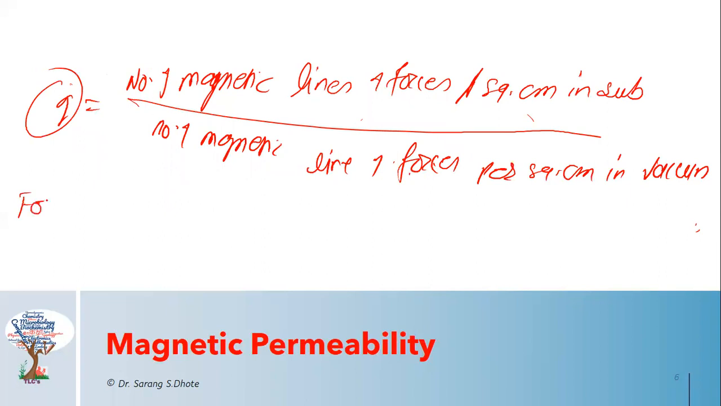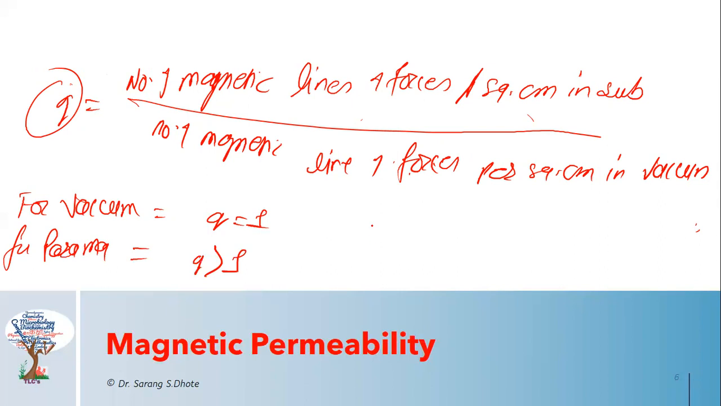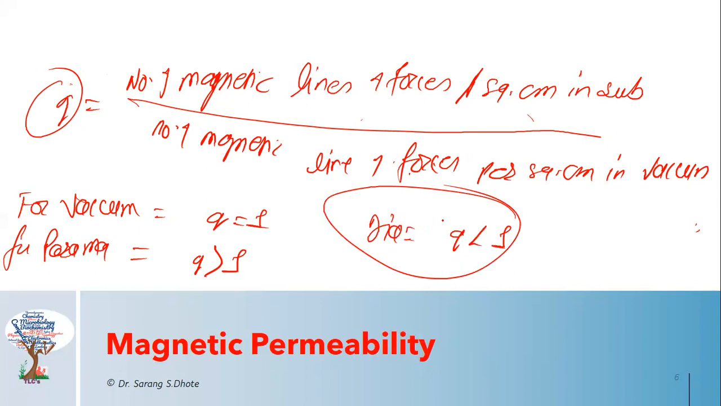Remember this: for vacuum, Q is always equal to 1. For a paramagnetic substance, Q is greater than 1, and for a diamagnetic substance, Q is less than 1. So this is the magnetic permeability.